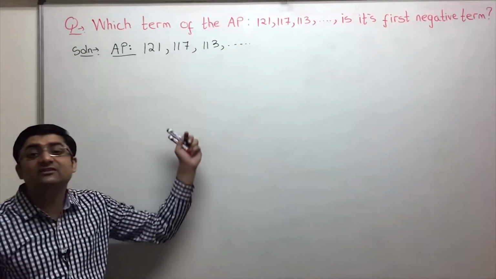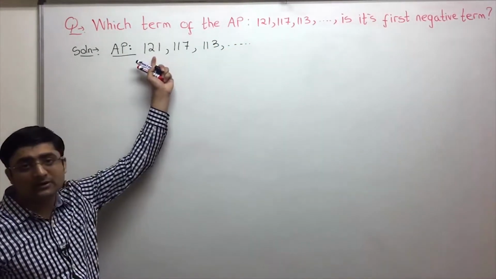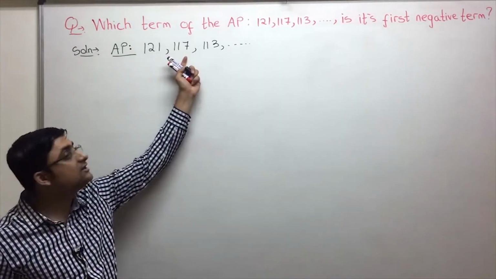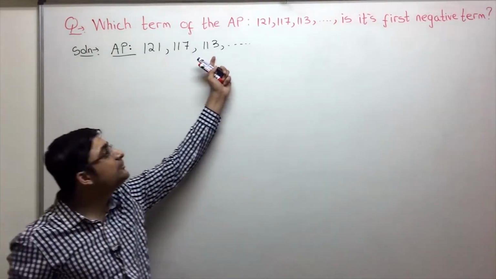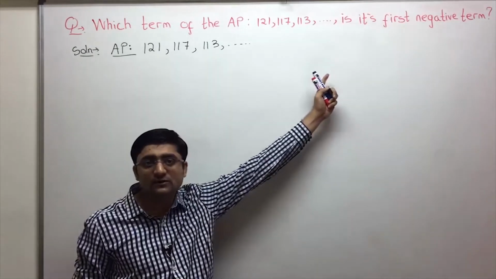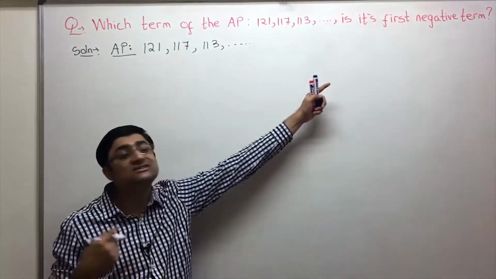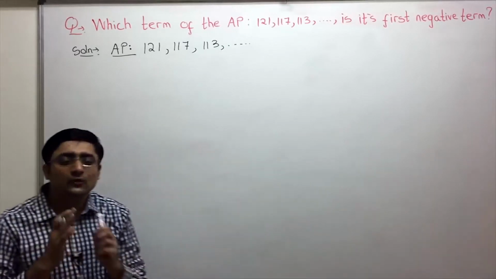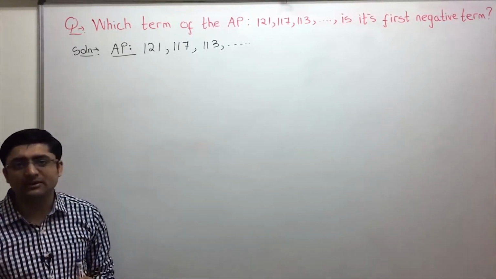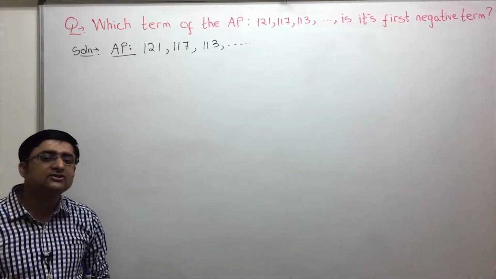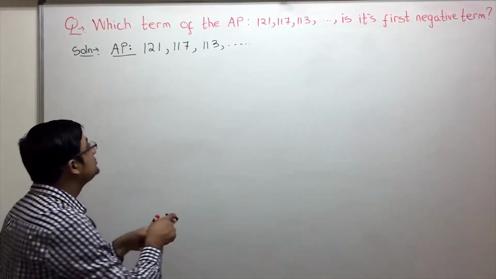As you can see, this is a decreasing AP. 121, then smaller than that 117, then smaller 113. So if I continue this AP, eventually it will cross 0 and enter into negative numbers, right? So we have to find which is its first negative term. The first step is, whenever we are given an AP, get the nth term. For the nth term, what do we need? A and D. So write it down.